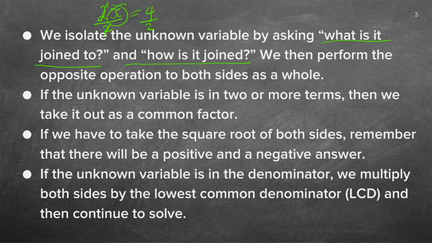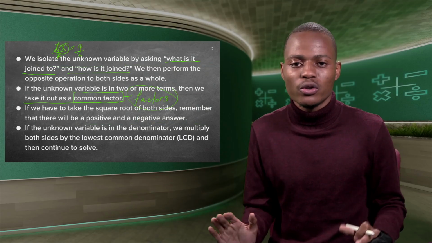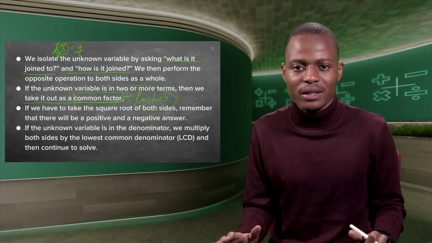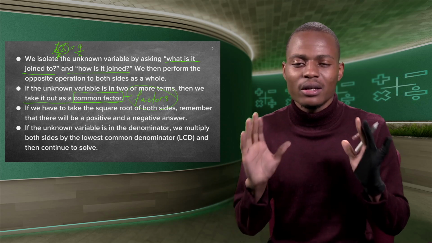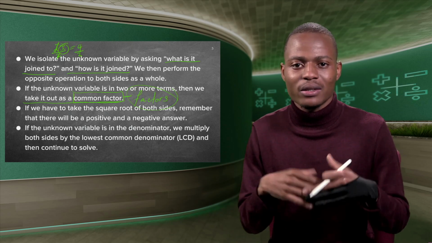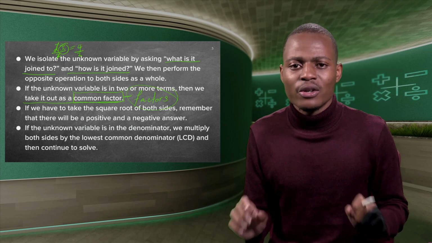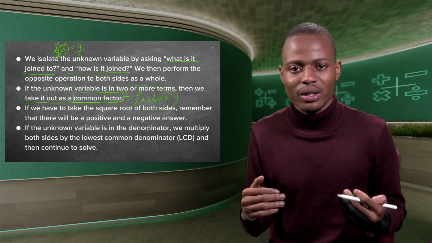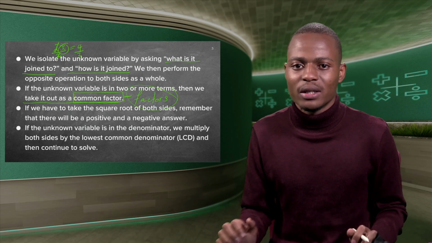If the unknown variable is in 2 or more terms, then we take it out as a common factor. That means you're bringing back the issue of factorization, so you need to find factors. Factorization is very important. You need to know your factors by heart and all your rules of factorization by now. If you still struggle with them, go back to our previous lessons. We have lessons there ready for common factors and factorizing trinomials and so on. Factorization is also a skill that we need in working with literal equations.